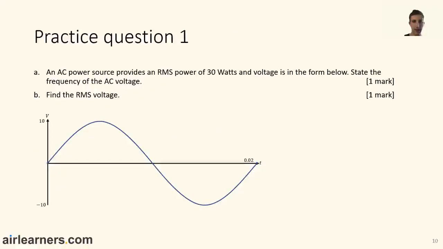Let's apply our knowledge with a practice question, a 6-part practice question, I believe. So yeah, let's have a go. An AC power source provides an RMS power of 30 watts and the voltage is shown below. Find the frequency of the AC voltage as part A and find the RMS voltage as part B. 2 marks, separate questions, so a minute each, 2 minutes all up.